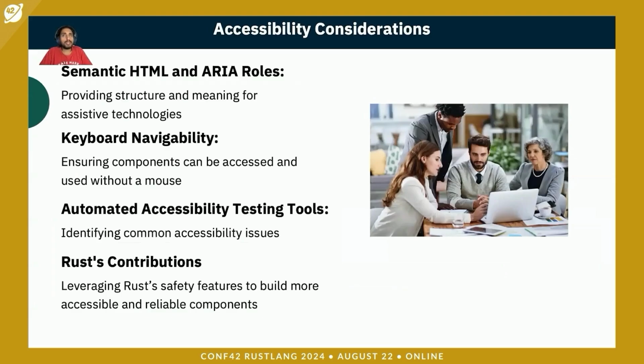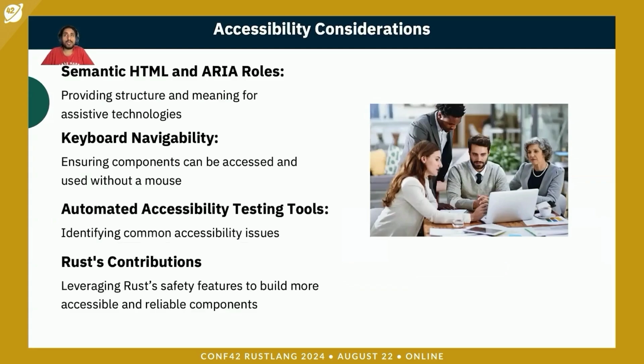Accessibility is a crucial aspect of responsive design. It's about ensuring that a website is usable by everyone, including people with disabilities. This not only broadens your audience, but also enhances the overall user experience. Let's discuss some key accessibility considerations. Semantic HTML and ARIA roles.